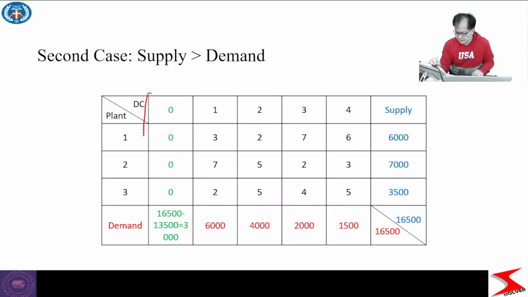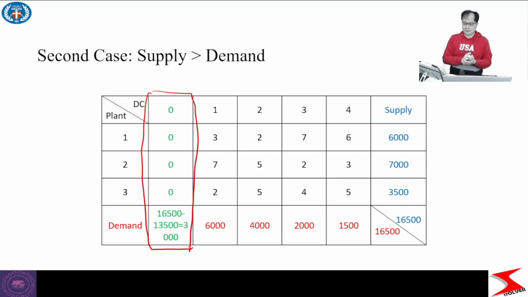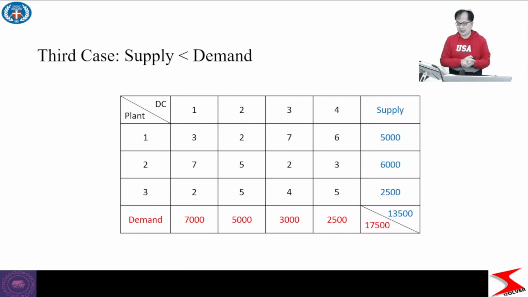So we added one pseudo demand distribution center here, and its quantity is the difference between the total capacity and the total demand. And for the third case, it is basically very similar to the second case. Now we don't have enough capacity to fulfill the demand. So here demand is more and the capacity is less.